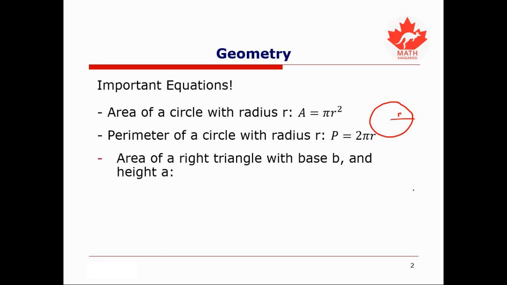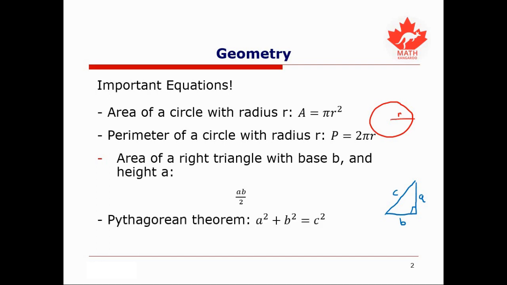pi times r. Another important object in geometry is a right triangle. That is a triangle where two of the sides meet at 90 degrees. If we label those two sides that meet at 90 degrees, say we call one of them B and another one of them A, then the area of this triangle is given by A multiplied by B divided by 2. Now, this side that we've not labeled is called the hypotenuse, and if I mark it as C, then we have the famous Pythagorean theorem that tells us that a squared plus b squared must be equal to c squared.